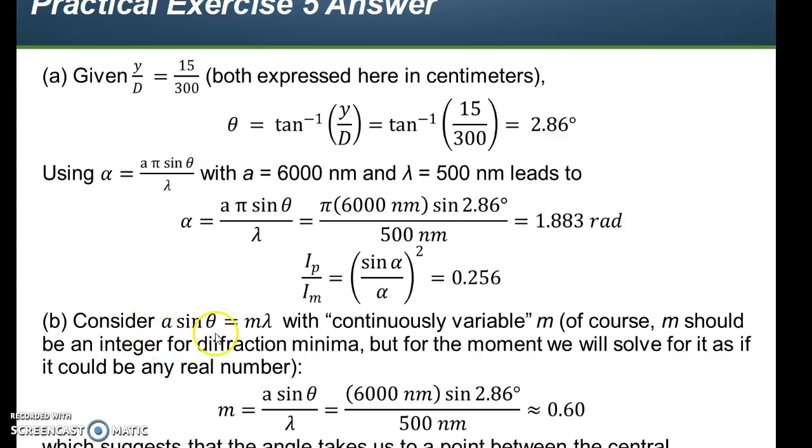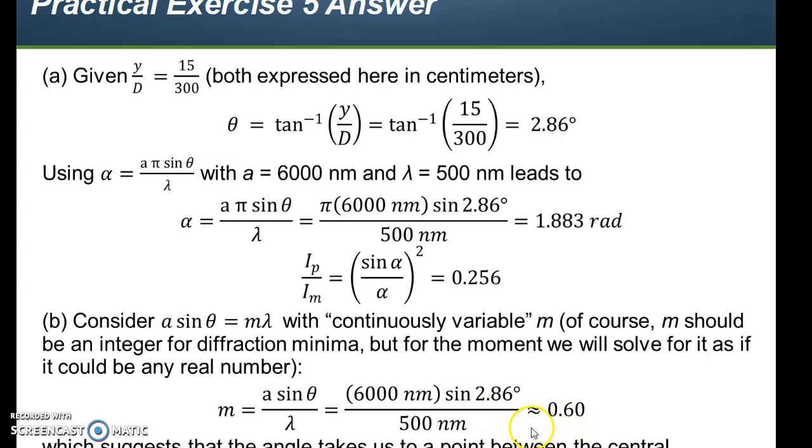Now we're back to our familiar equation from the first part: a sine theta equals m lambda. With a continuously variable m, of course m should be an integer for a diffraction minimum. For the moment we solve this as if it were any real number. m equals a sine theta over lambda. And this right here turns out to be 0.6.